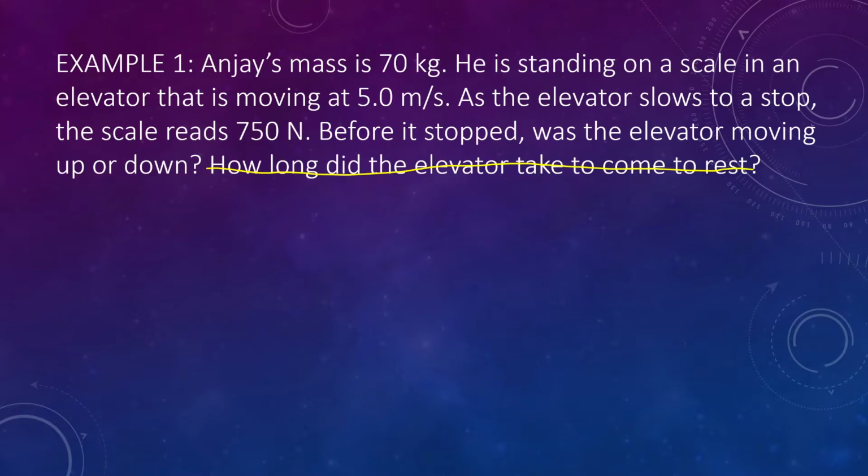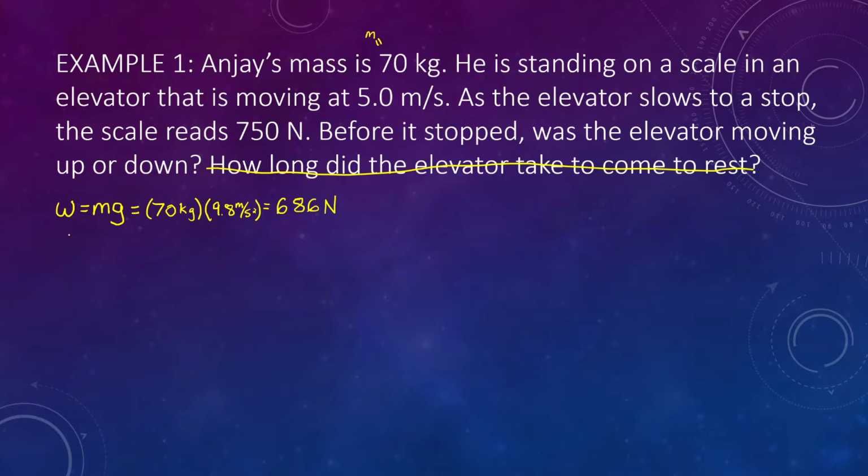So let's just start with some basics. Let's focus on Anjay's actual weight and Anjay's apparent weight. Anjay's actual weight is not given to us, but we can find it. Recall that weight is equal to mass times the acceleration due to gravity. We are given Anjay's mass, 70 kilograms, right? So we can find his weight. That would be 70 kilograms times the acceleration due to gravity, which is again 9.8 meters per second squared. This is almost 70 times 10, so it should be just a bit less than that. We'll end up with about 686 newtons. So this is Anjay's actual weight.